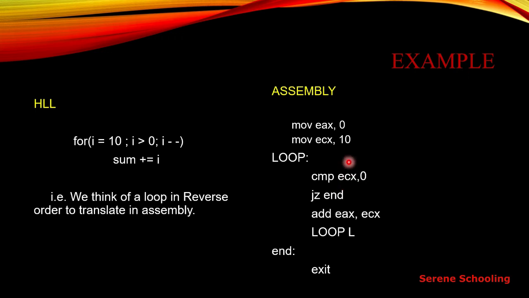Okay, so I'm comparing this 0 with ECX. Right now, what is my ECX value? My ECX is 10, right? I'm comparing 10 with 0, and here you can see this JZ, which means jump if zero. If so, then we have to jump where? We have to jump to the end label. This is my end label, which states to just exit. But this will only execute if my ECX register becomes 0.